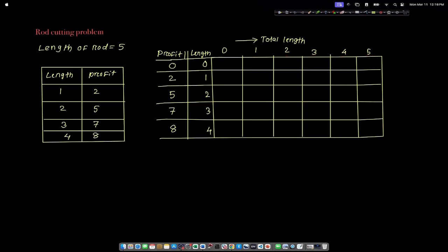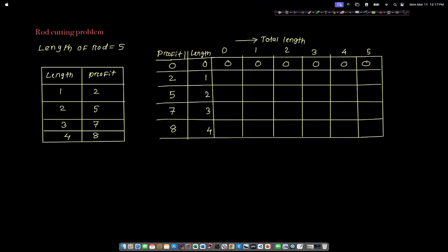Then we also have the profits. For length 1 the profit is 2, for length 2 the profit is 5, length 3 the profit is 7, length 4 the profit is 8. All these values come from this table. Now this zeroth row and zeroth column are called hypothetical columns, and initially we will fill these with zeros.